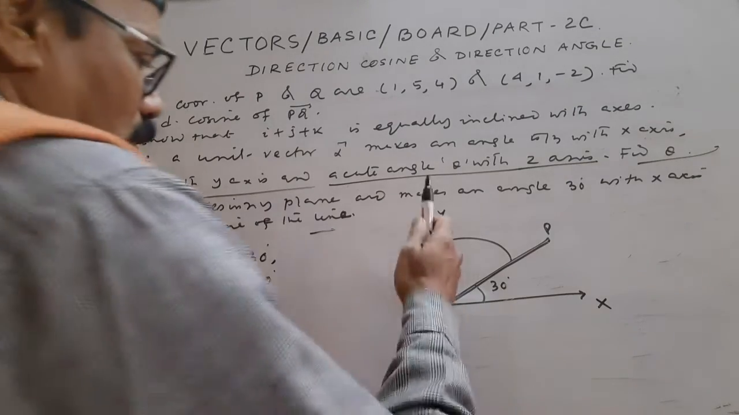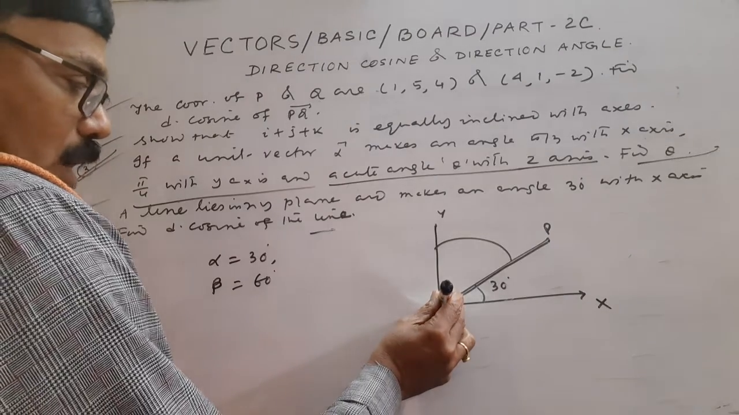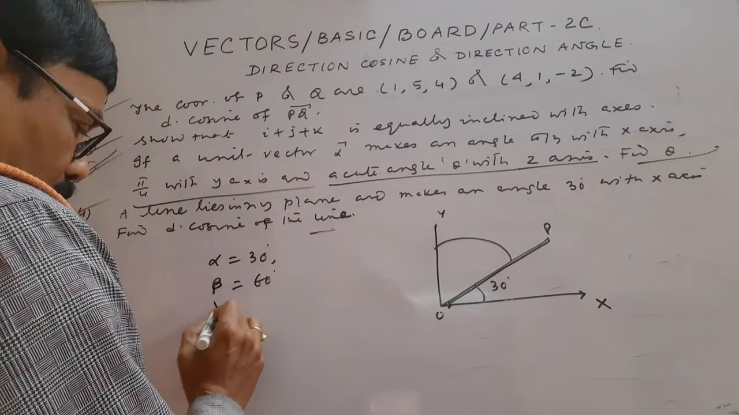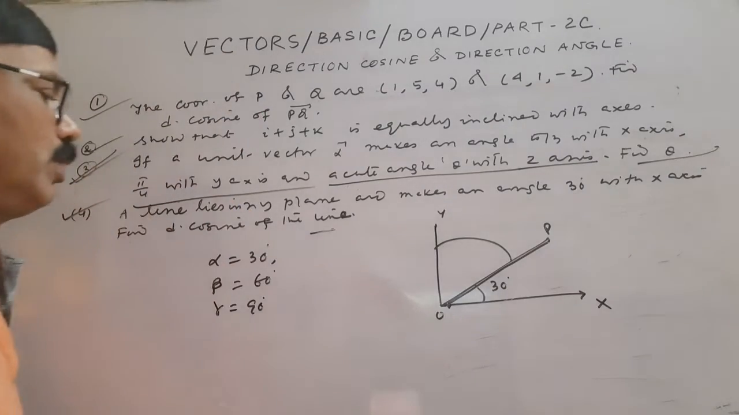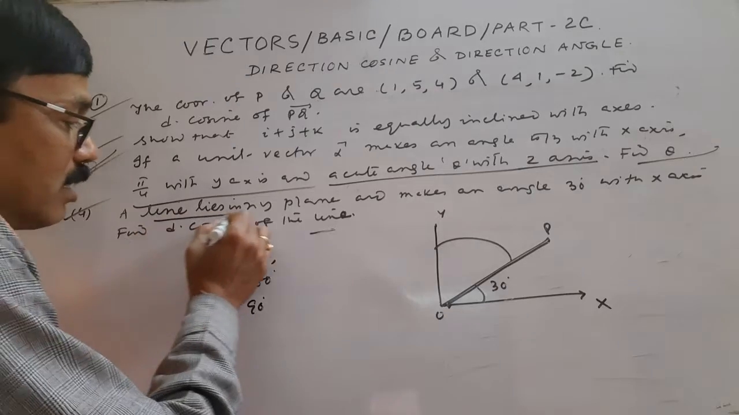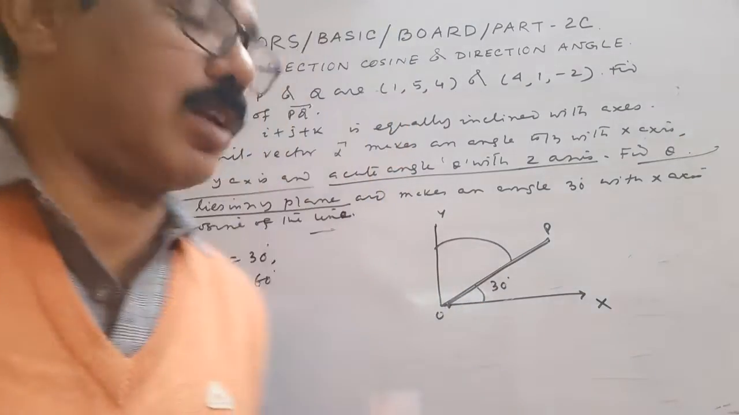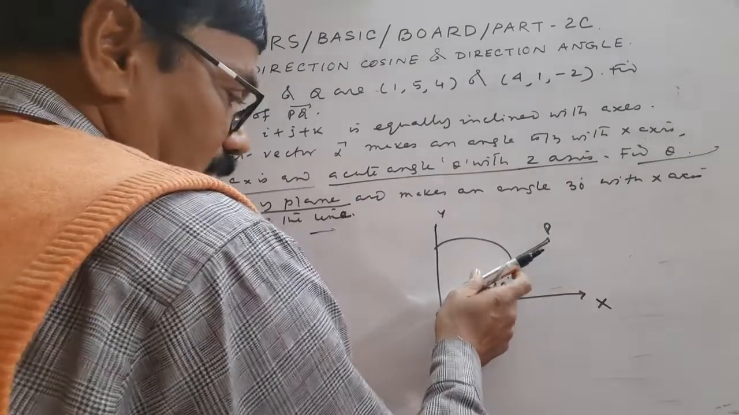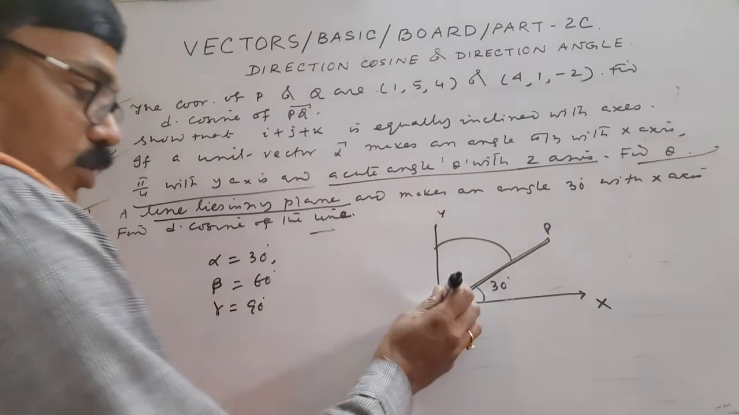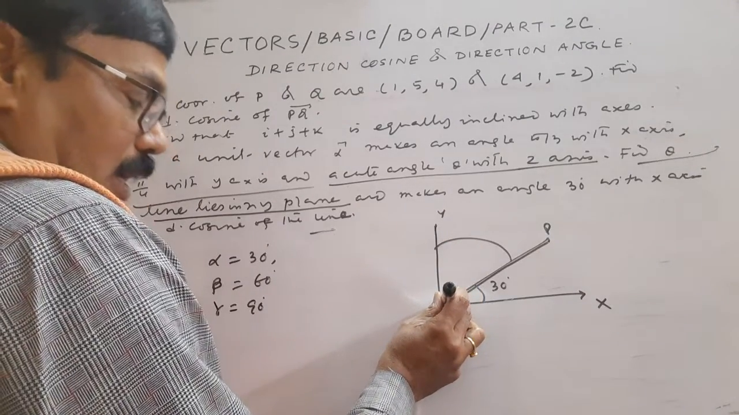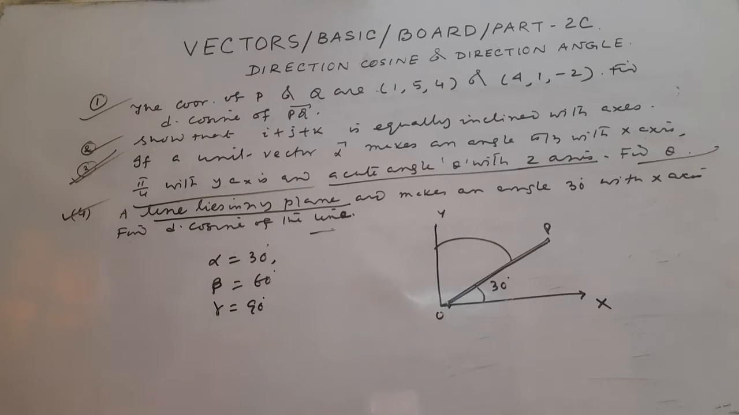Now this is x and y, so the z-axis is perpendicular to both x and y. What is gamma? Gamma equals 90 degrees. This should be noted: the line OP entirely lies in the xy plane. If we consider this as the xy plane, then the z-axis is perpendicular to both, so OP is also perpendicular to the z-axis. That is why gamma equals 90.